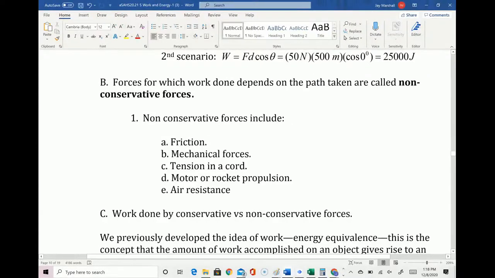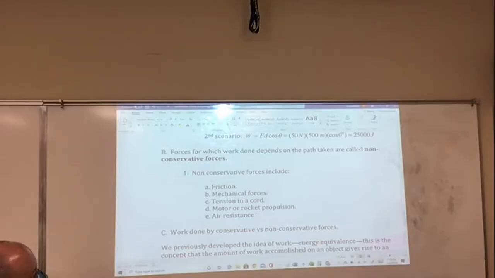Non-conservative forces include friction, any kind of mechanical force, any push or a pull, tension in a cord, motor or rocket propulsion, air resistance. All of these are non-conservative forces. I'm adding something or taking something away from the system by my accomplishing that force.